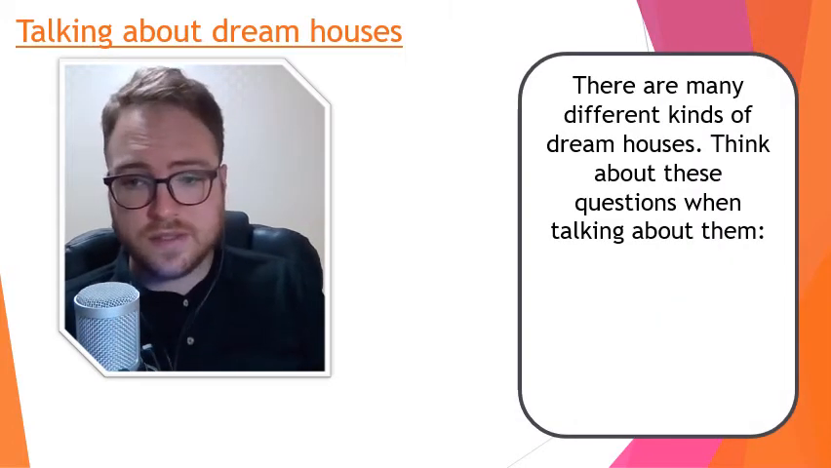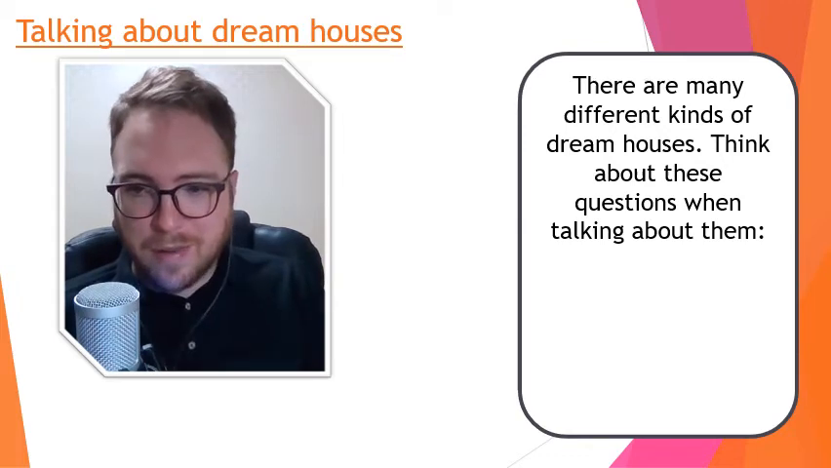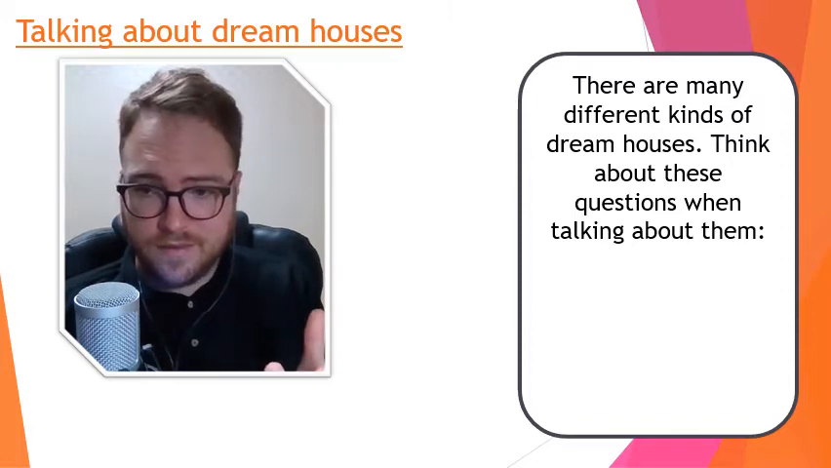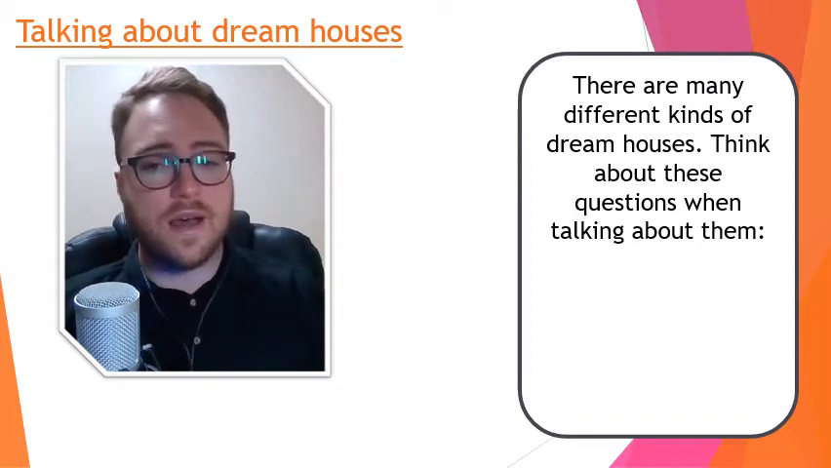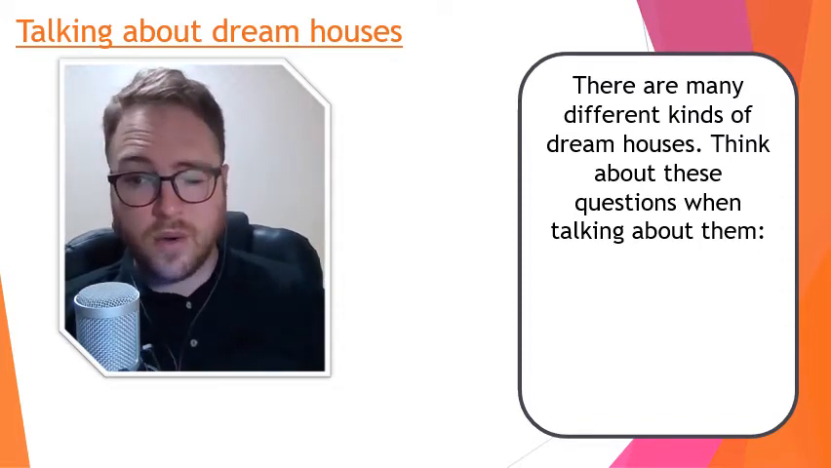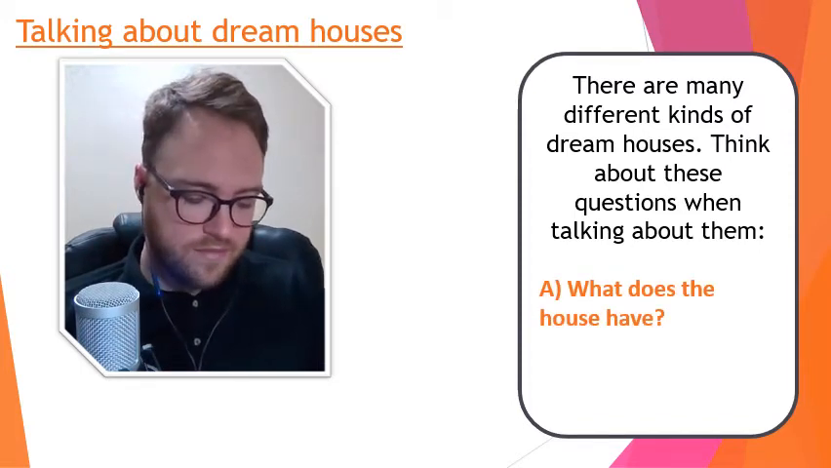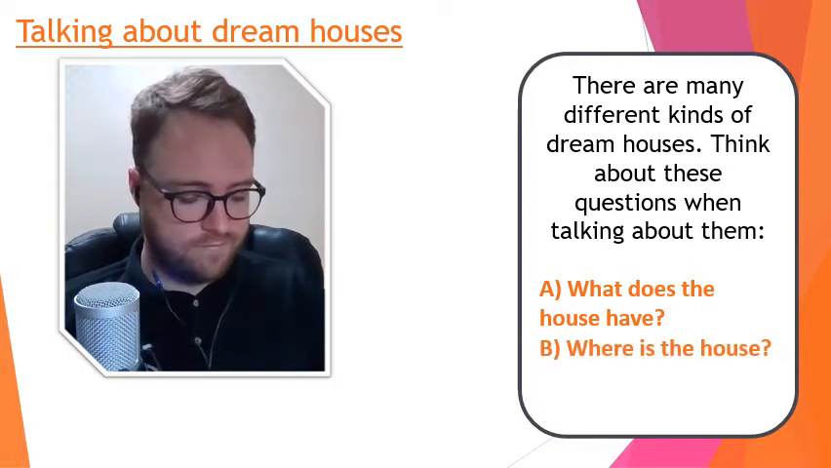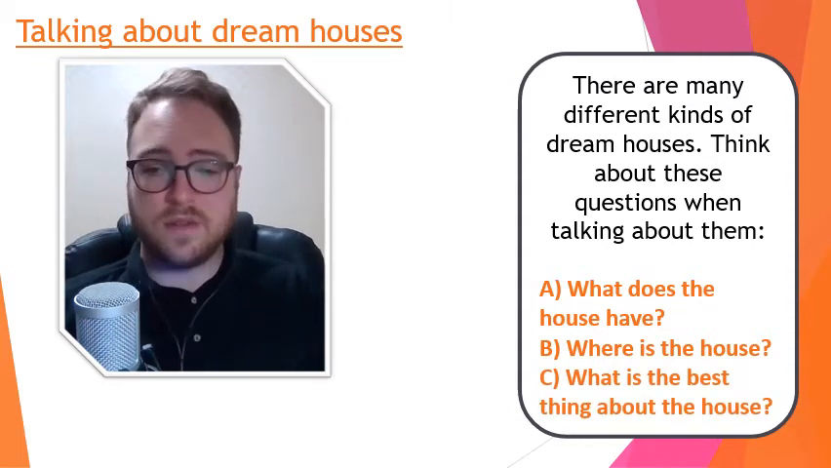Okay, so we've talked about all the different kinds of houses, and there's more houses too. There's so many kinds, but we can't talk about all of them, but those are important. So when you talk about the house, or your dream house, you want to think about these three questions. A, what does the house have? B, where is the house? And C, what is the best thing about the house?